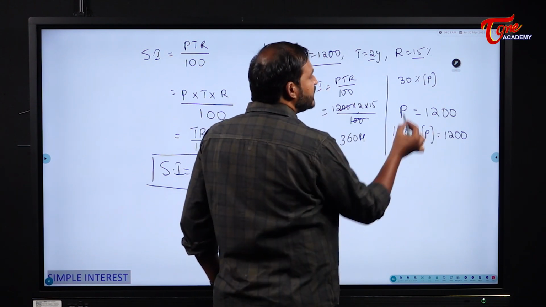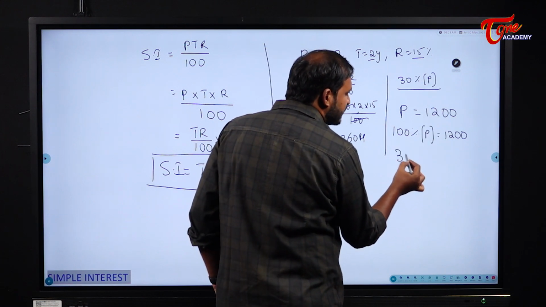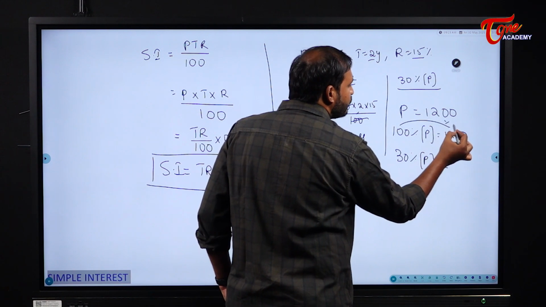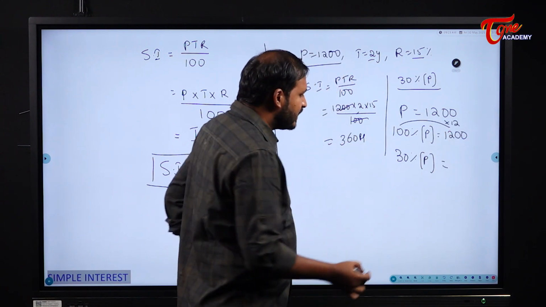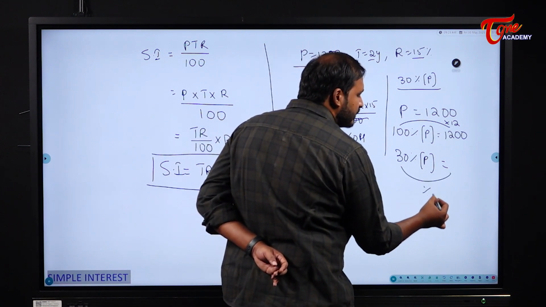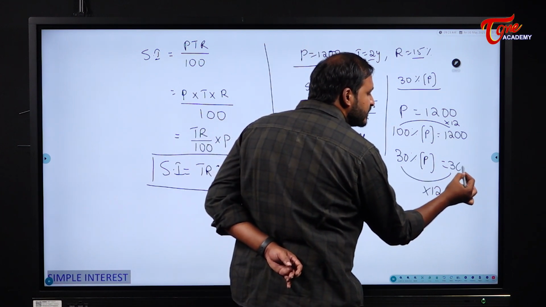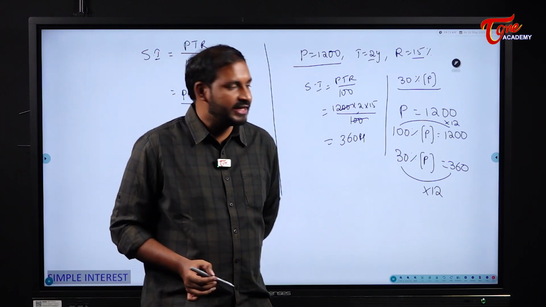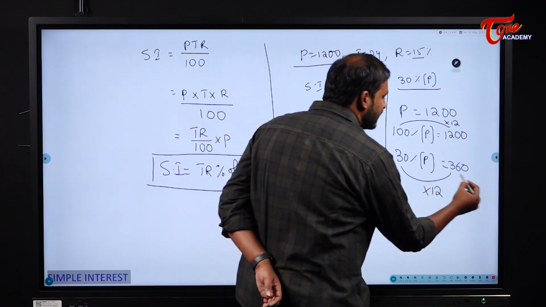So, if 100% is 1200, what is 30% of principal? Very simple, right? What you have done here, you multiplied it by 12. Similarly, here also you multiply it by 12. 3 12s are 36 and 0. That means, what is the interest I earned here? 360. Understood, students?